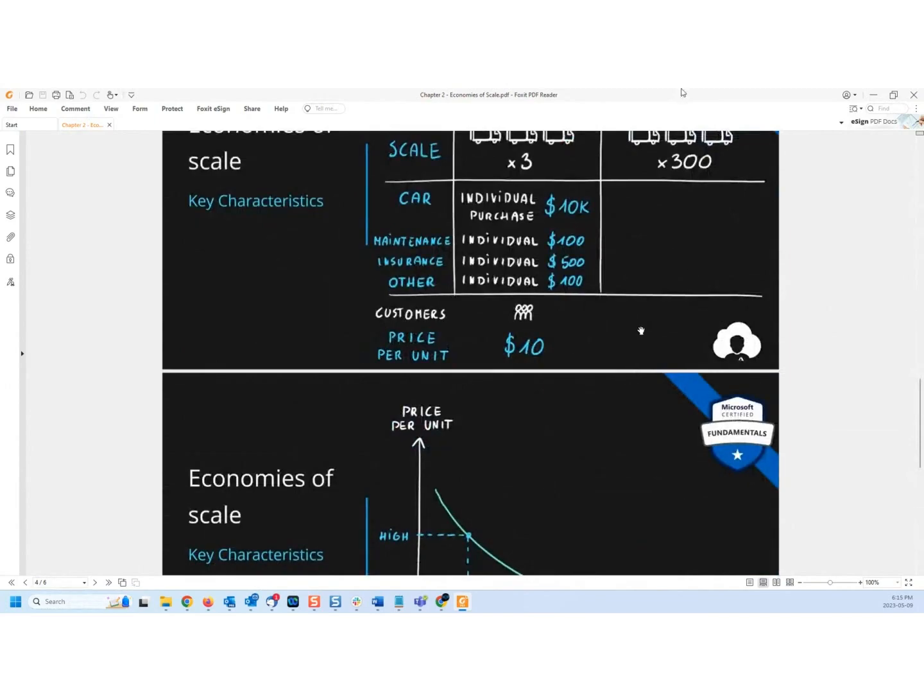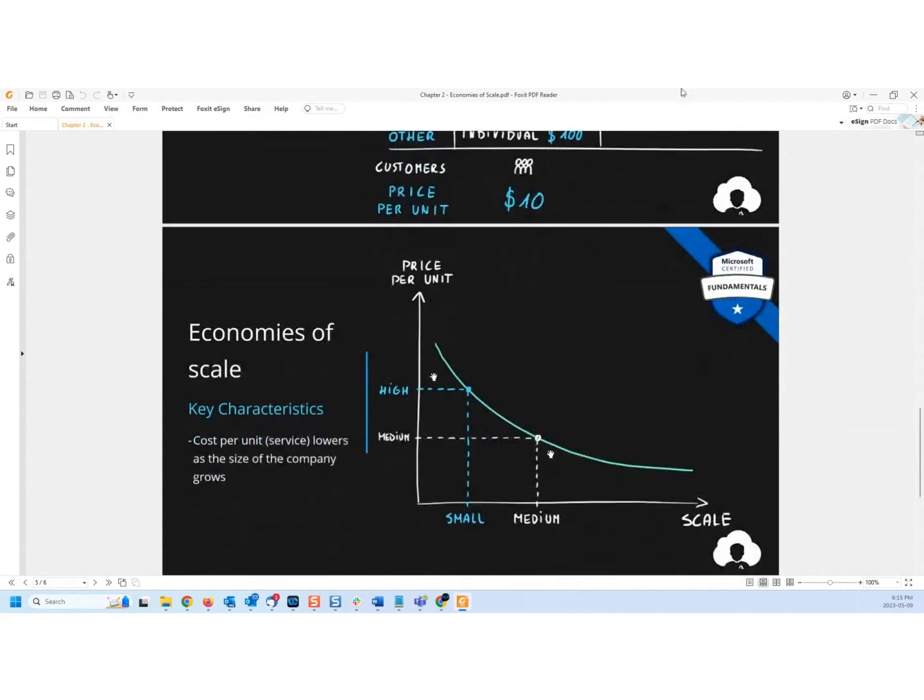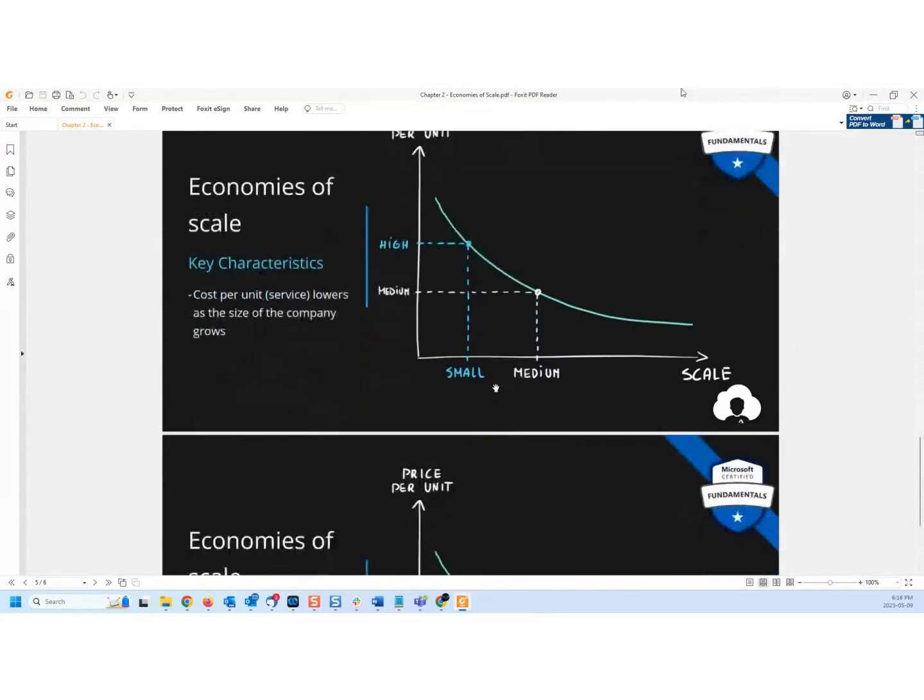The customer icon is missing here, but you are obviously not catering to 3 customers. You will be catering to a lot more customers, and your business grows. Your cost is cutting down, and this is the logic the bigger companies work with: you start high when you are a small business, but as you grow bigger and bigger, the cost of running the business goes down and down. So the cost per unit of service lowers as the size of the company grows in this fashion.